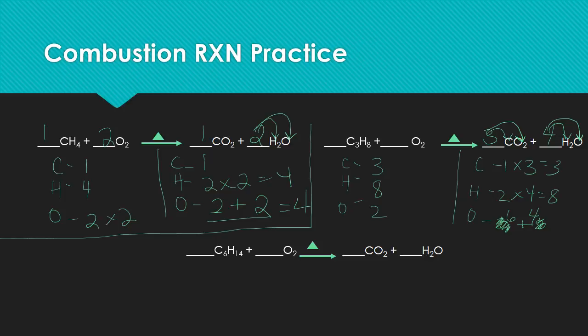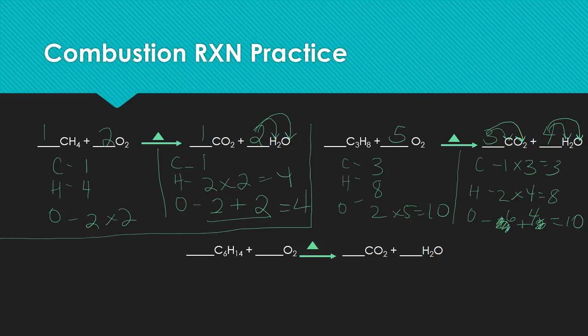Since my carbons and hydrogens are balanced, I can come back and do my oxygens. I have 2 on the left. I have 6 plus 4, which equals 10. To get 2 to equal 10, I multiply by 5. And now I'm done. Let me show you when it doesn't work out so perfectly with the oxygens.